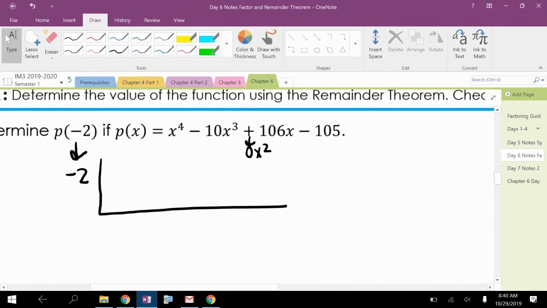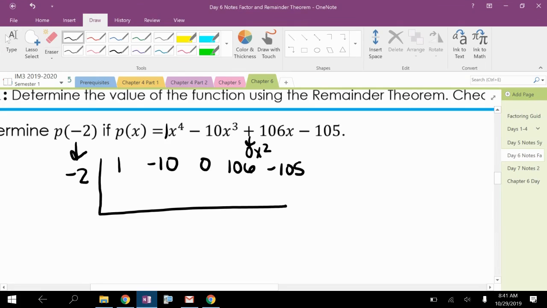So now let's go ahead and use those numbers. 1, -10, 0, 106, -105. Do the synthetic. Hopefully those that were here can do this pretty quickly. See if you can do this synthetic division. I'll go through it for those that were not here, but if you were here, try to do it without me.